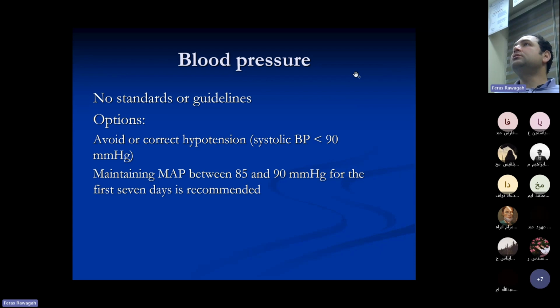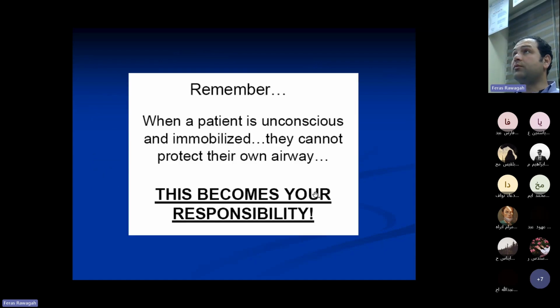What about the blood pressure? There is no standard or guideline for blood pressure, but avoid hypotension. The systolic blood pressure should be above 90 millimeters of mercury, and it's better to keep the mean arterial pressure between 85 and 90 millimeters of mercury in the first 7 days. This is recommended to prevent secondary spinal cord injury by ischemia. Remember, secure the airway, make immobilization, put on the neck collar. Those are very important.